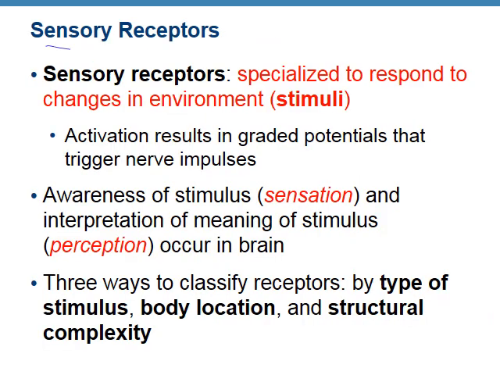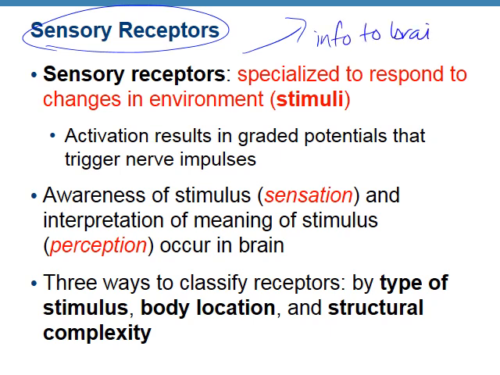We have to look at several sensory receptors. So remember, this is information to the brain, and that's sensory. So there are many different types of receptors, and those types are specialized to respond to changes in the environment.